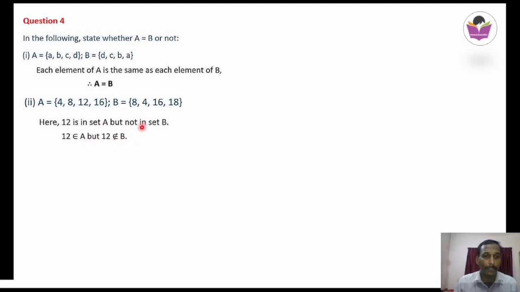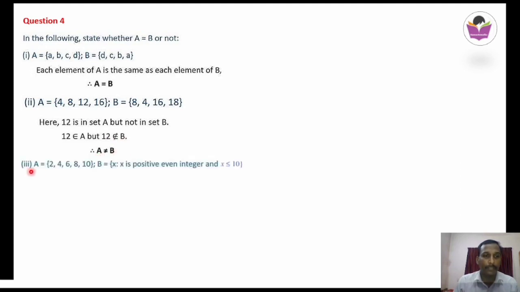Either you write any one of these 2 statements. Okay, no need to write both. This is in English statement we have written, and this is mathematical symbols. I think this is better. 12 is an element of A but 12 is not an element of B. So because of that, A is not equal to B.